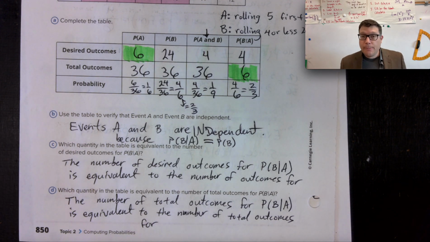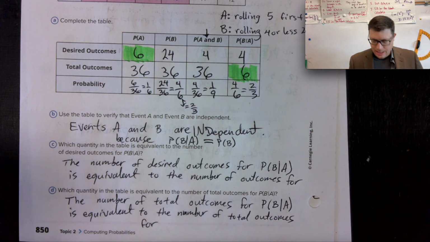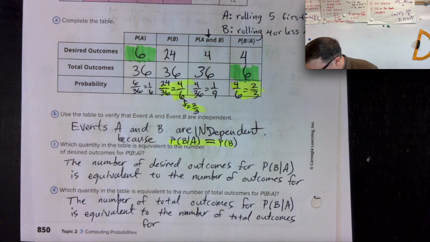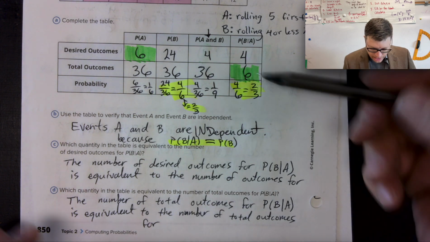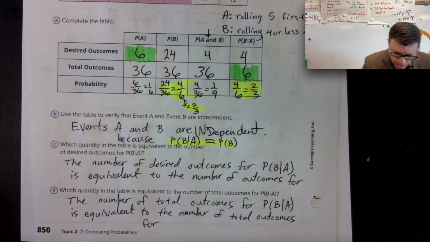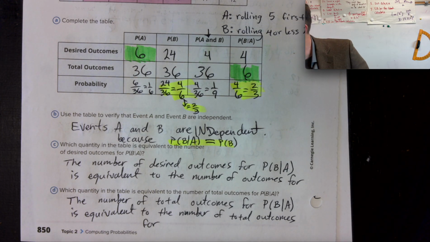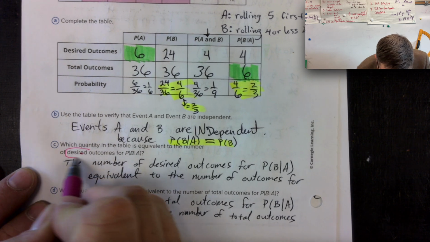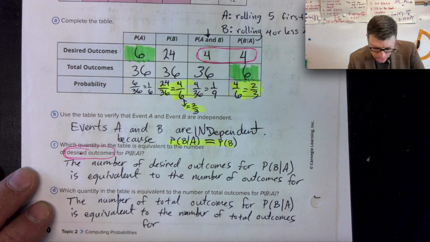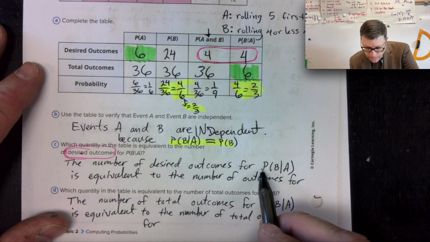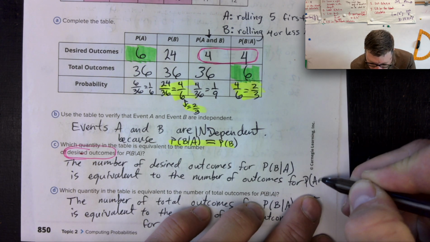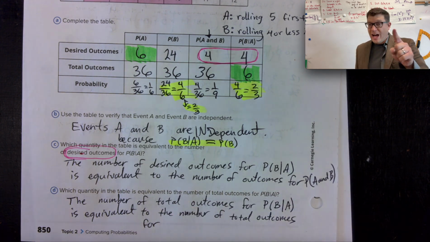So which quantity in the table is equivalent to the other? Highlight time. This one to this one, which we just saw. Which quantity in the table is equivalent to the number of desired outcomes? Oh, I highlighted too soon. Got a little highlight happy. So look right here how the desired outcomes are the same. So the number of desired outcomes for probability of B given A is equivalent to the number of outcomes for the probability of A and B. That's part of the formula.